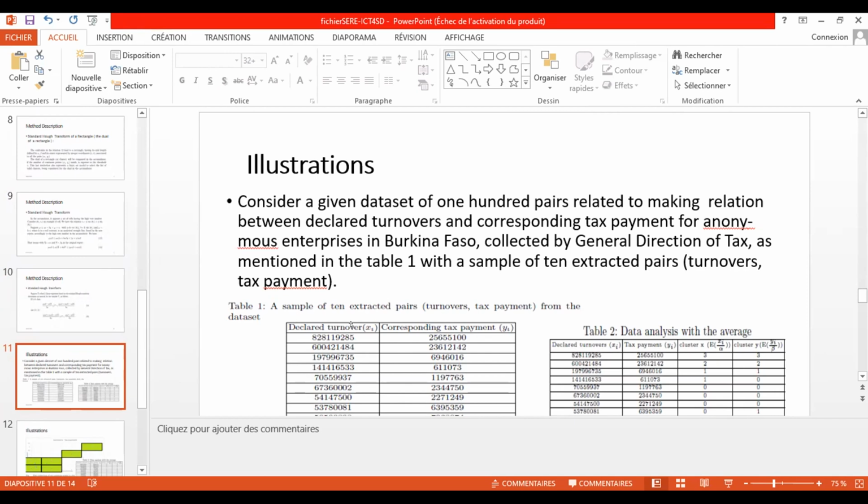Here you have declared turnover and corresponding tax on the right in this column. And we try to transform this data to get clusters, the corresponding clusters here on the right. We say, for example, some data correspond to the same cluster. For example, here the cluster referenced by 0 and 0 corresponds to 2 points.